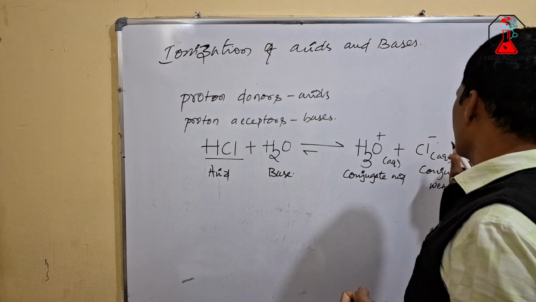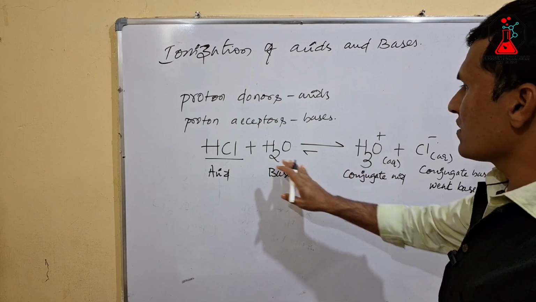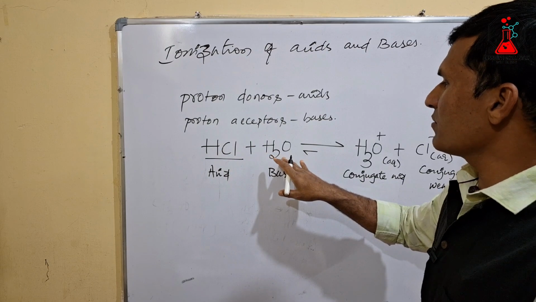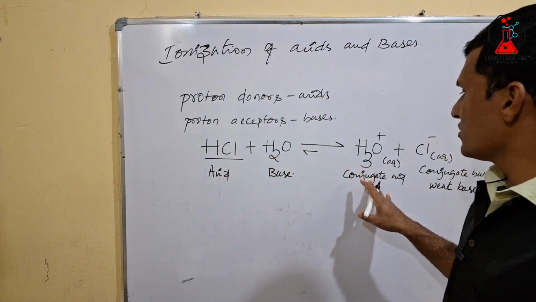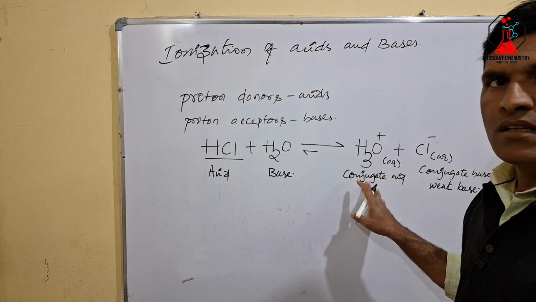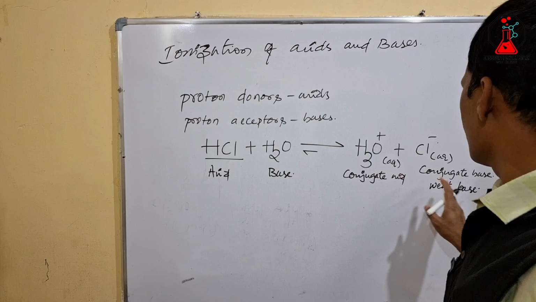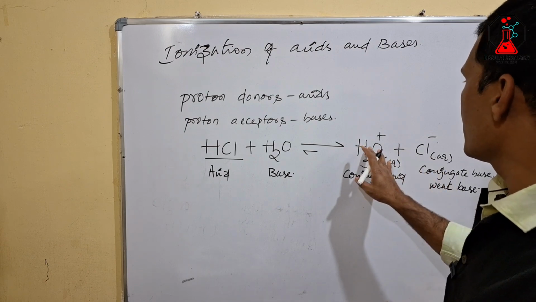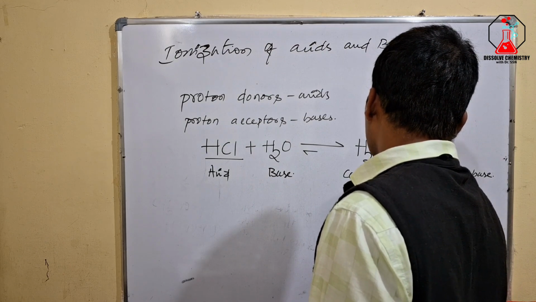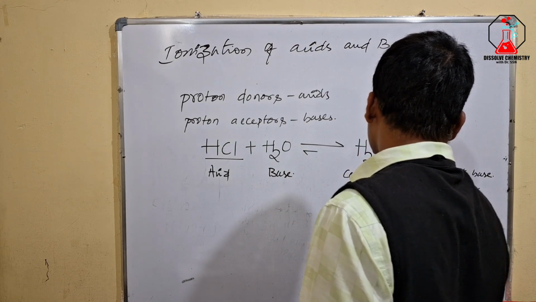Our Cl⁻ is a weak base, whereas water is a strong base, so it will accept the proton and form the conjugate acid, and this conjugate acid is more stable. We can say that it is a weak base. Here, it is also a weak acid.